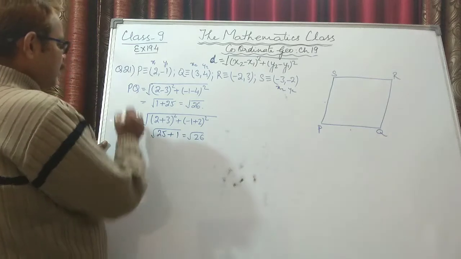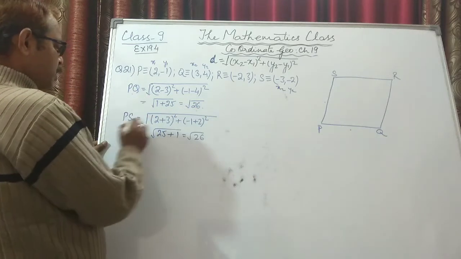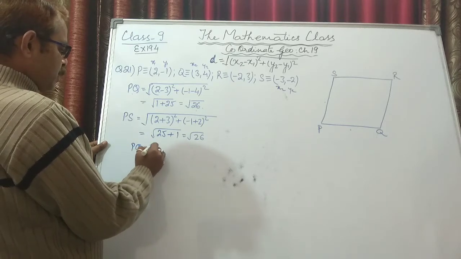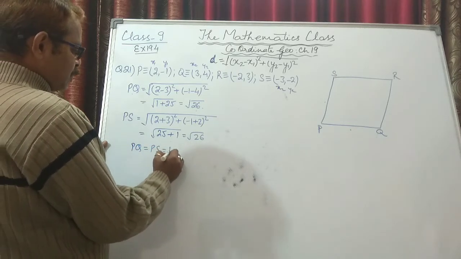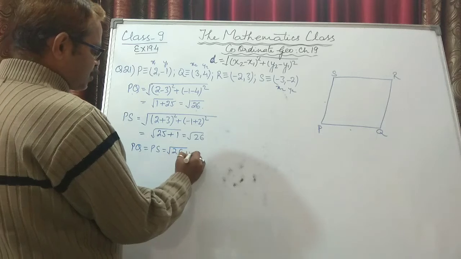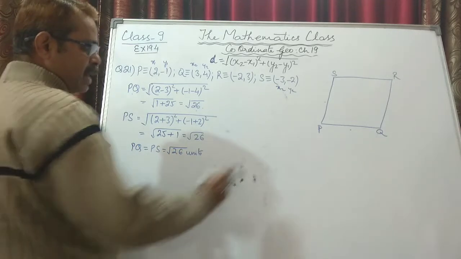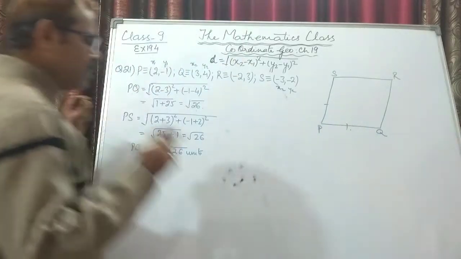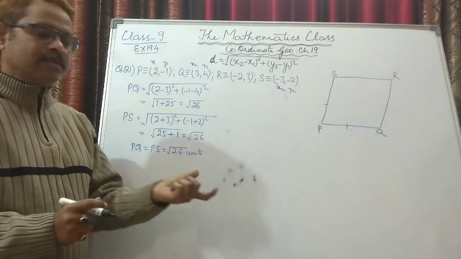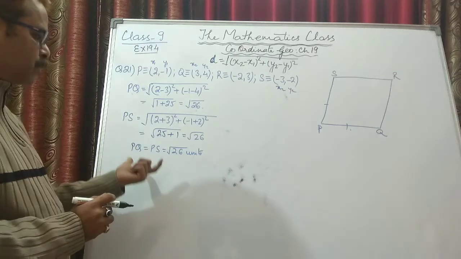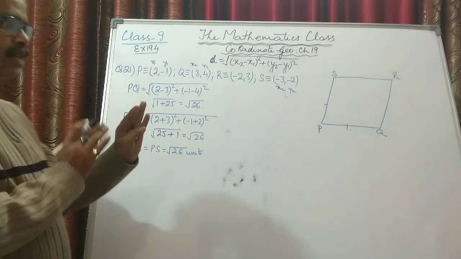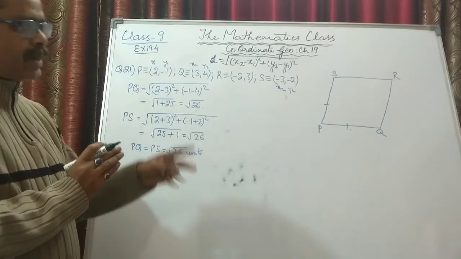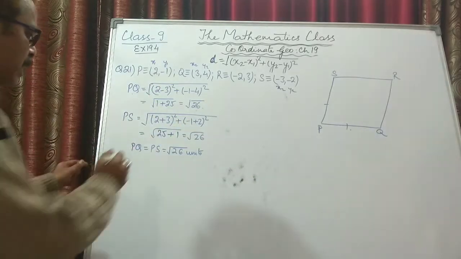It means you can see that the length of PQ is root 26 and the length of PS is also root 26. So we can say PQ is equal to PS is equal to under root 26 units, and PQ and PS are the adjacent sides. We have proved that the lengths of the adjacent sides of this figure are equal. Therefore, we can say that all its sides are equal. Now to prove that it is a rhombus and not a square, we will check whether SQ and PR are equal or not.